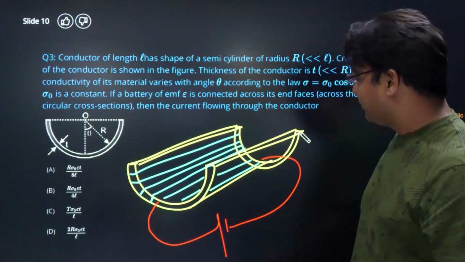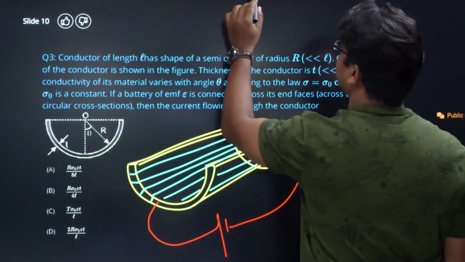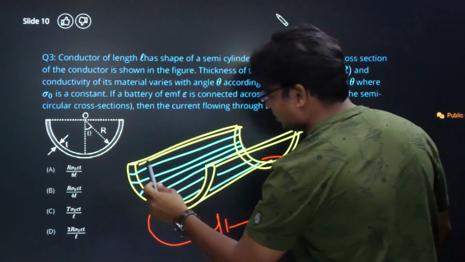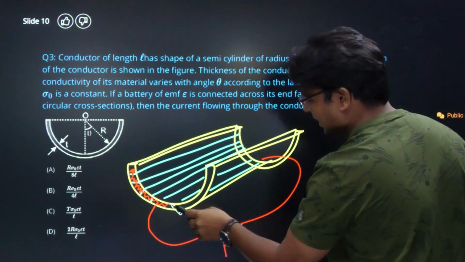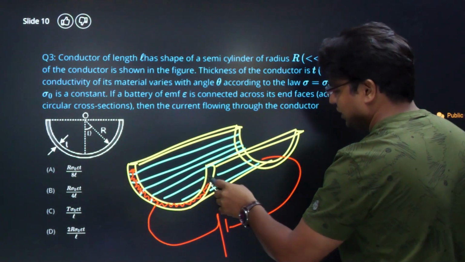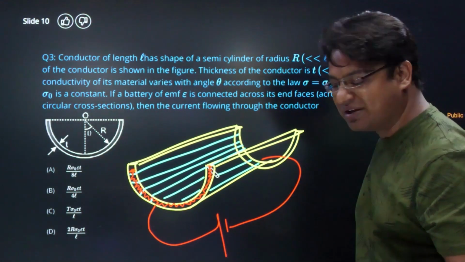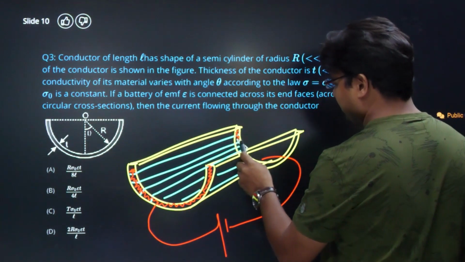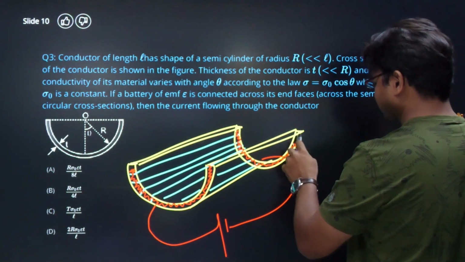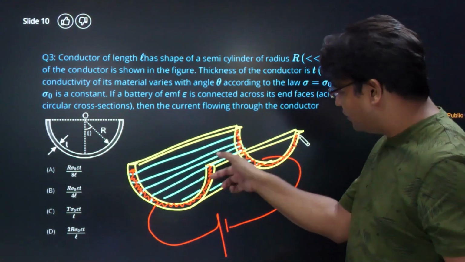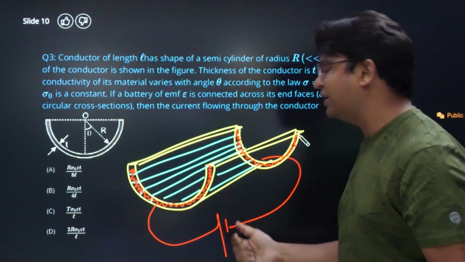semicircular cross section, and all these strips will be considered to be connected in parallel, because this entire place will be at one potential as the battery is connected across, like the positive terminal of the battery is connected here. So all of them will be at the same potential. This rear cross-sectional surface will be at the same potential. So the current will flow into this like this. So the different strips are connected in parallel.